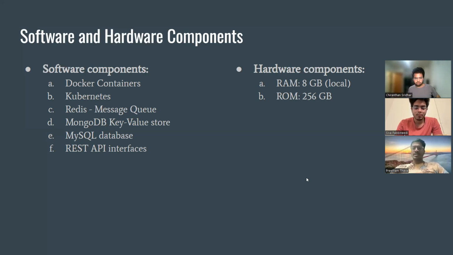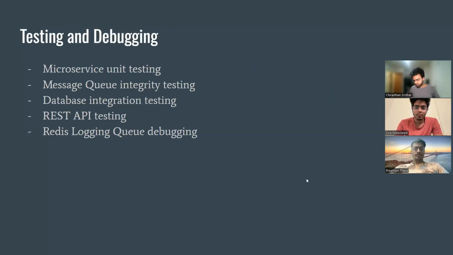And coming to the hardware components, we are deploying the system onto our local Kubernetes, which is given RAM of 8 GB, and the ROM has 256 GB of internal memory. Go to the next slide.